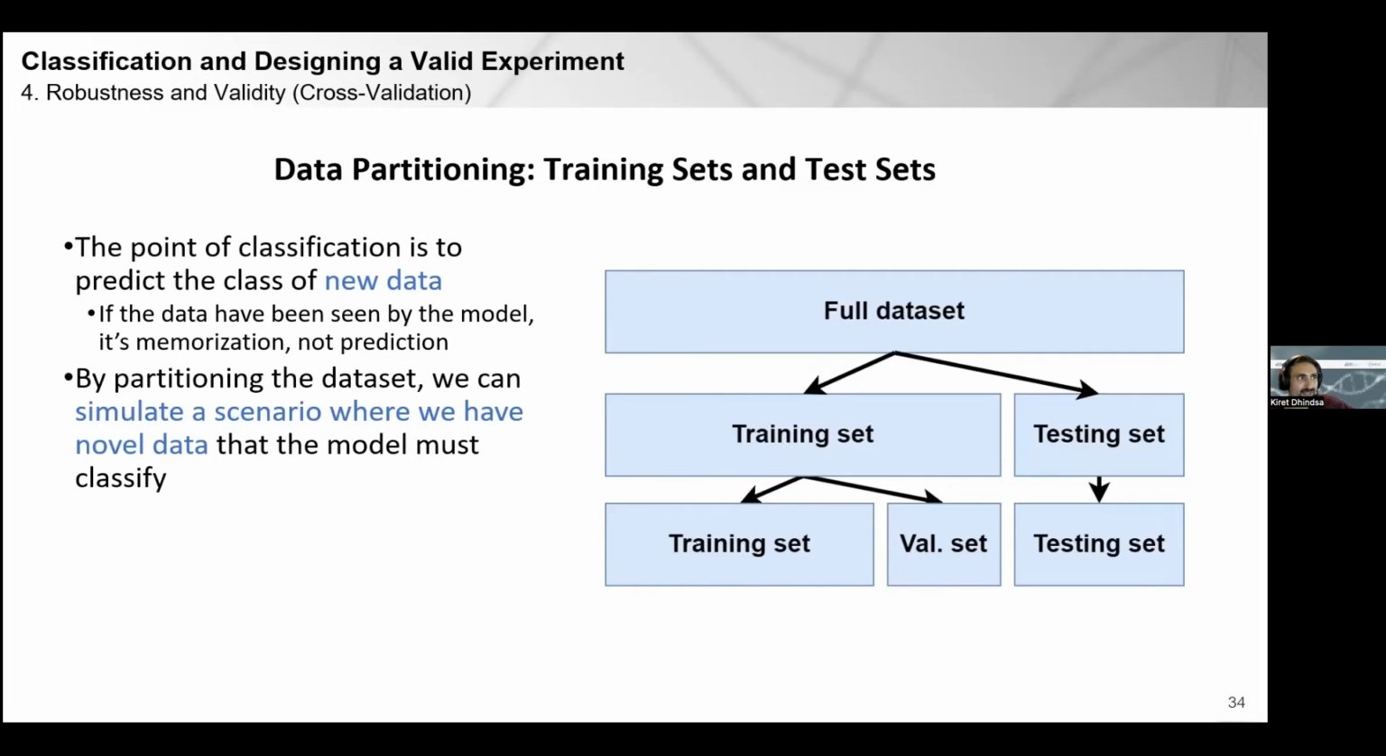So the idea with this partitioning is we're trying to simulate the scenario where we actually have new data, right? When we set aside this test set, we're pretending that these data don't exist, and that later some hospital is going to give us data from new patients, and we want to see whether our model actually works. So that's the point. And therefore, we want to report our classification or performance metrics using just the test data, because this is what matters.